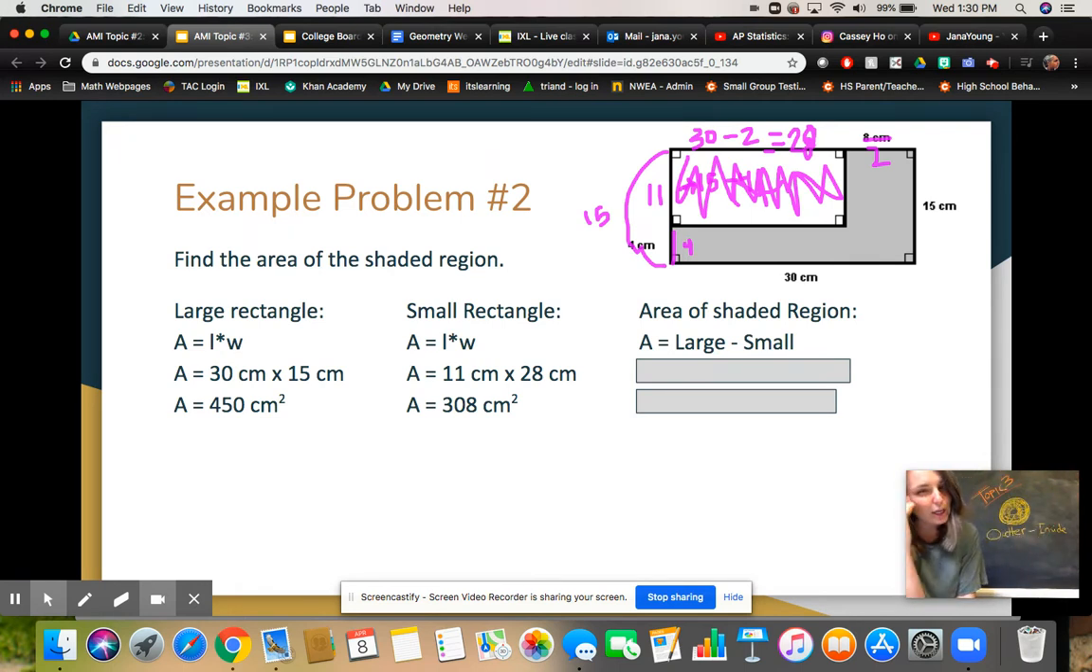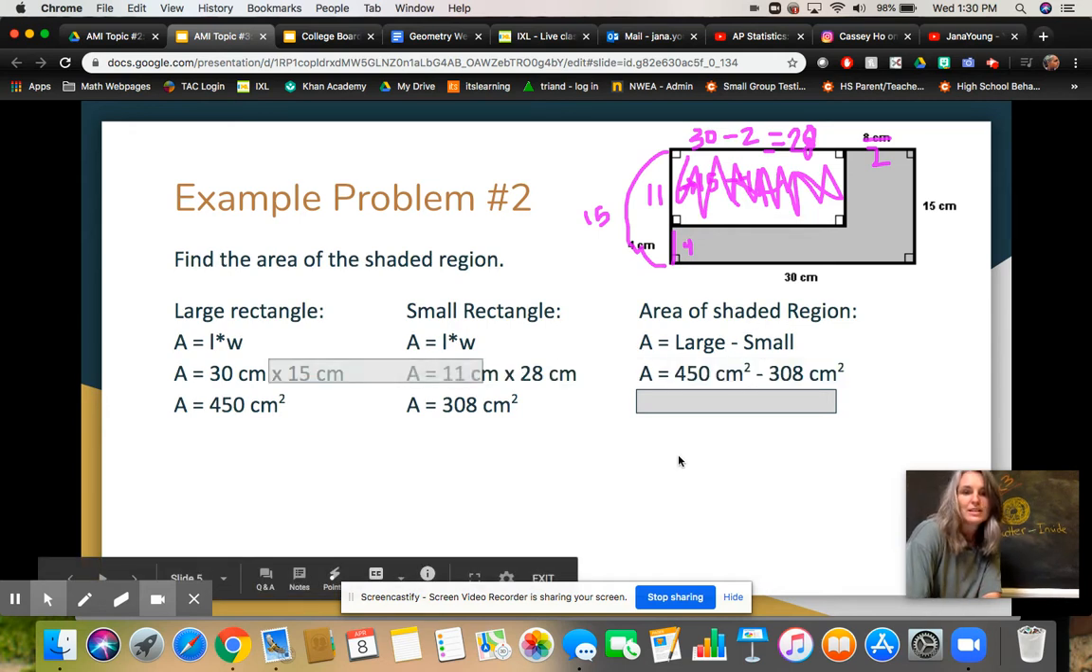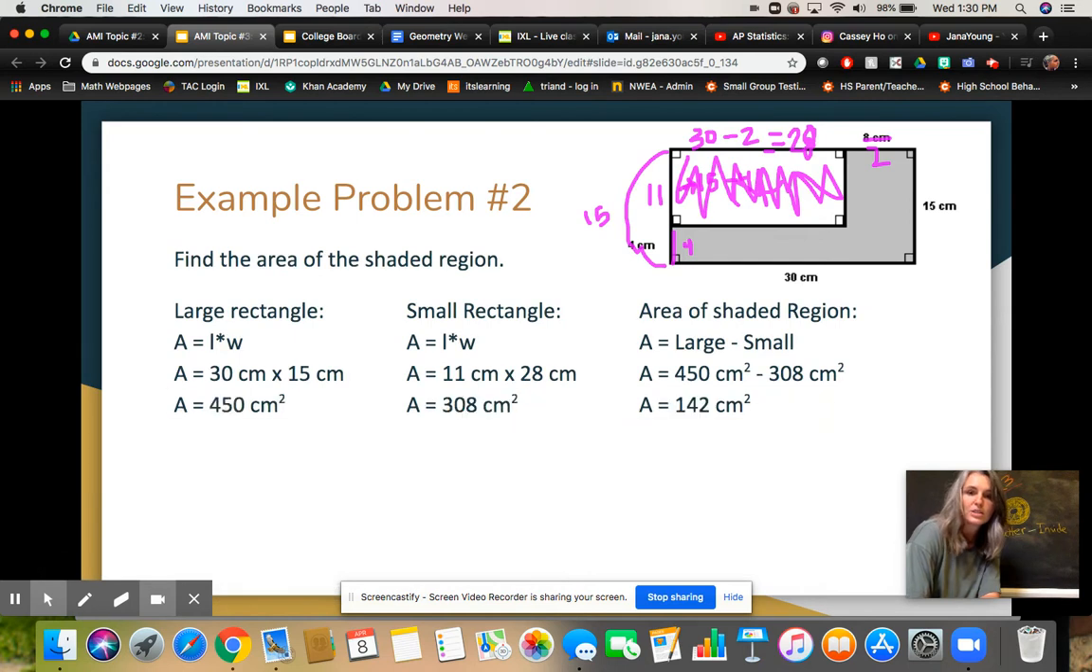Another clue that you're probably subtracting the wrong way is if you're subtracting and you get a negative number. You probably subtracted the wrong direction, because the one that's inside should have a lot smaller area than the one that's on the outside. And you don't want a negative area. Okay, so large minus small will be 450 minus 308, which is 142 square centimeters.